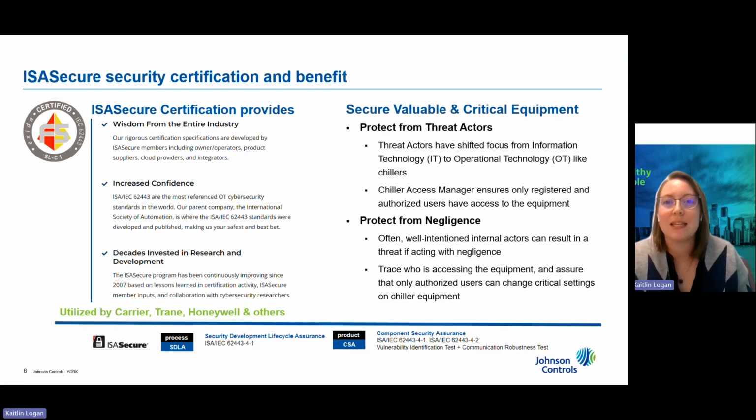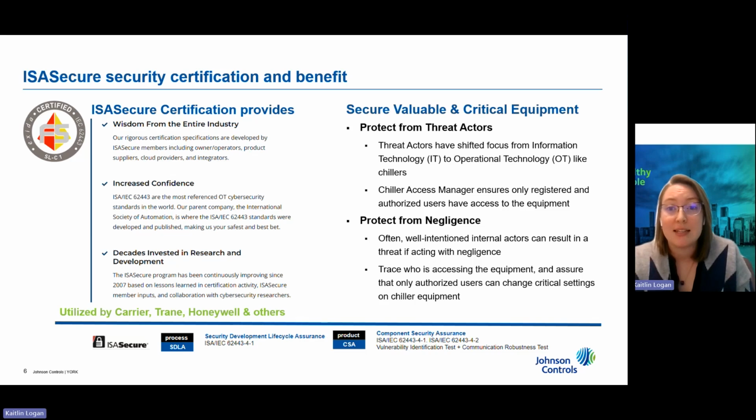ISASecure, as mentioned previously, is designed to provide security assurance to guarantee that Johnson Controls is in conformance of globally recognized standards. We are the first to do this for chiller products, but ISASecure as a third-party certifier is being utilized by Carrier, Trane, Honeywell, and other HVAC manufacturers. This sets a recognized baseline where we answer hundreds of questions to ensure compliance and security for the platform.